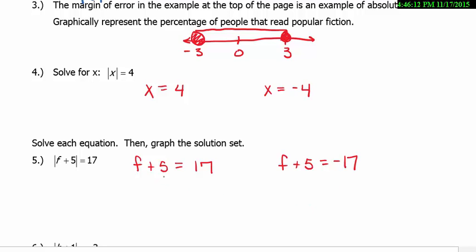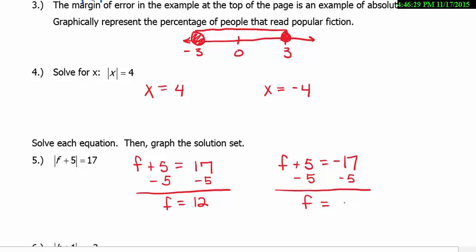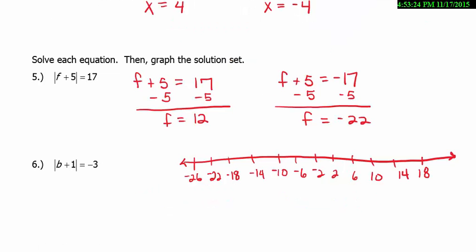So what we have then, if we solve this as any equation, subtract the 5 in order to isolate the f, and that would give us f is equal to 12. But we also have over here, subtract 5, and we'll get a different solution. f will be equal to negative 17 minus 5, which is negative 22.